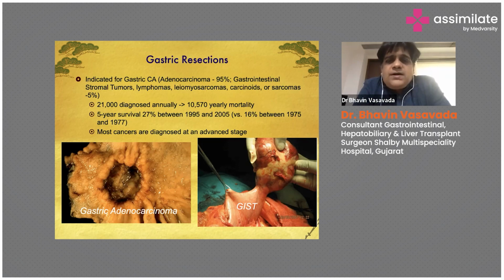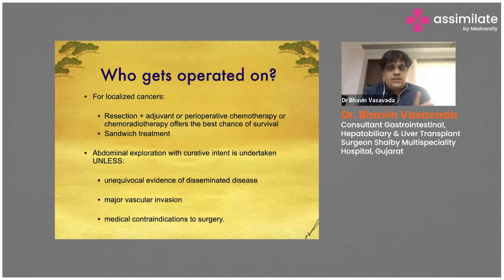Initially the 5-year survival rate was just 16%, but with improved treatment, 5-year survival from 1995 to 2005 is around 27%, and some reports in the last 10 years show almost 40 to 50%. Not great, but much better than before. The reason for this low survival is that most cancers are diagnosed at an advanced stage, because there are no specific symptoms. When symptoms occur, the cancer is generally advanced. So surgery is usually offered in localized cancer, when it has not spread to other organs or is not metastatic.